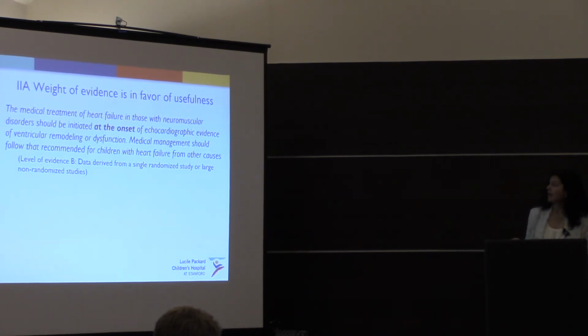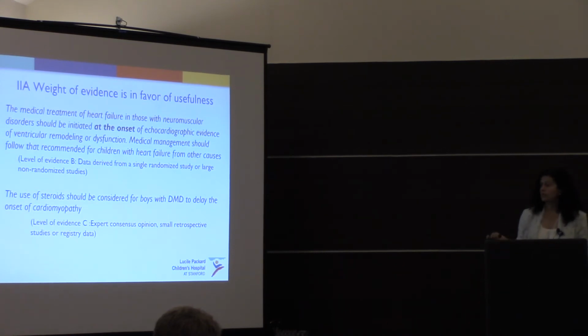And so 2A recommendations, where the weight of evidence is in favor of usefulness, are that basically screening should be involved, medical management, and basically everything I described to you today is standard of care of managing children with any form of cardiomyopathy or genetic risk for cardiomyopathy.